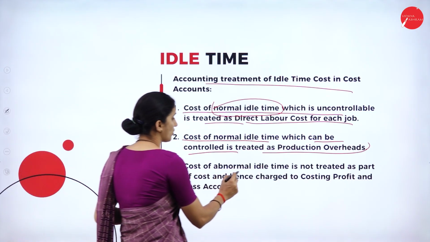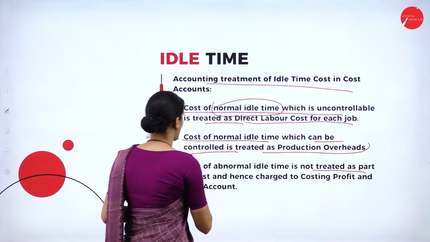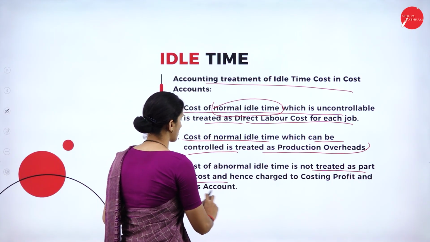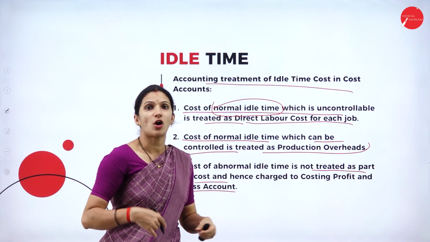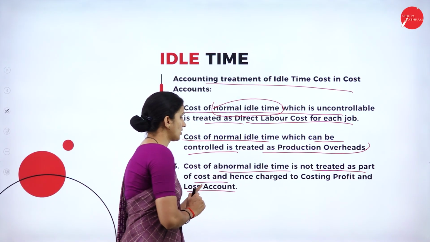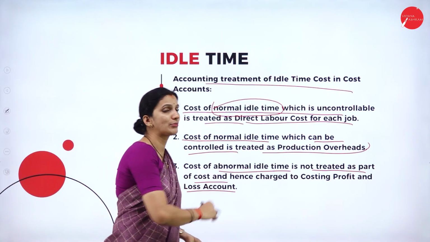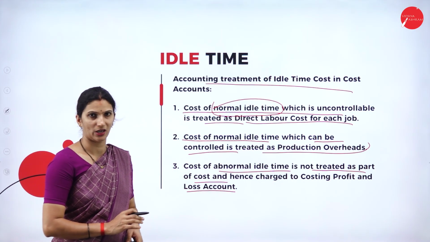And then the cost of abnormal idle time is not treated as part of cost and hence is charged to the costing profit and loss account. So apart from this, if any abnormal idle time is there, that will be charged to the costing profit and loss account. So these are the various treatments of idle time in cost accounting.